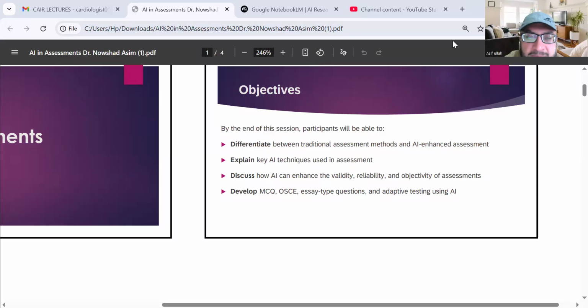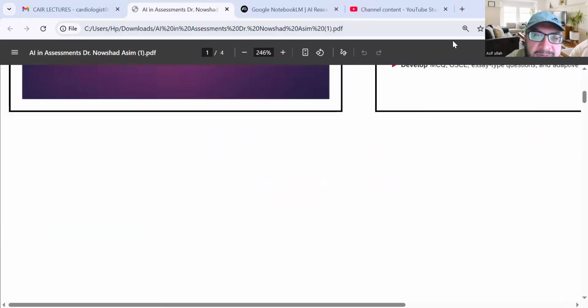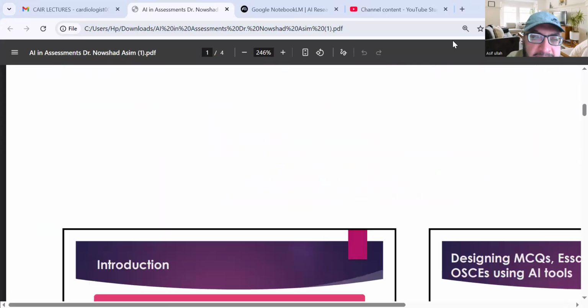These are our learning objectives for the session. And now we move directly to the session.